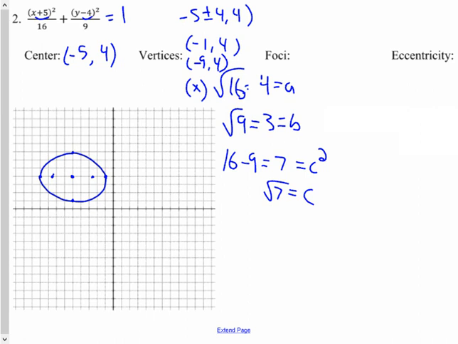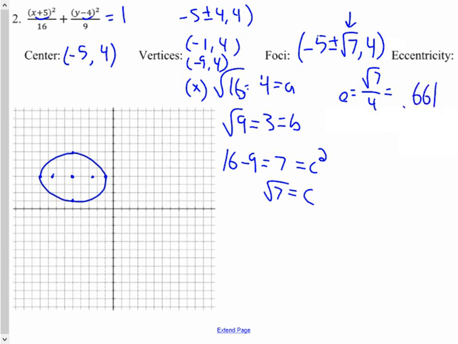So then our foci are negative 5 plus or minus the square root of 7. Yes, that is how I leave it, because it's not a nice perfect square, I'm leaving it like that. Eccentricity, I would calculate to 3 decimals. The square root of 7 over 4. This is probably going to be similar to the last one we had, 0.661 exactly, because we simplified.